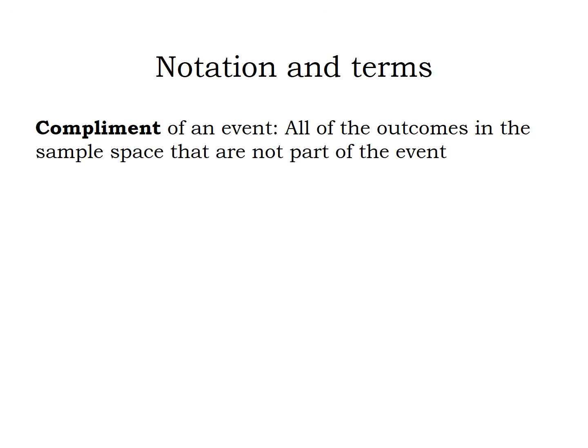Next, I want to define the complement of an event. A complement of an event is the set of all outcomes that are part of the sample space, but were not part of the original event. So the complement of an event is everything it takes to be added to your event to give you the entire sample space.